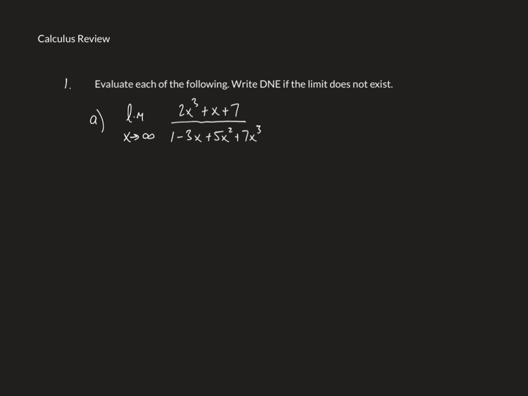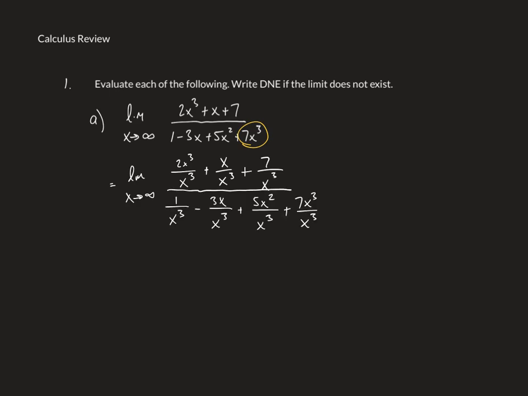So the next thing I'm going to do here is just rewrite this as the limit as x approaches infinity of 2x cubed, and I'm going to say over x cubed, and that's because that's the highest degree of x in the denominator, plus x over x cubed, and I'm going to do the same thing with each term in both the numerator and denominator. So some great things are going to happen here.